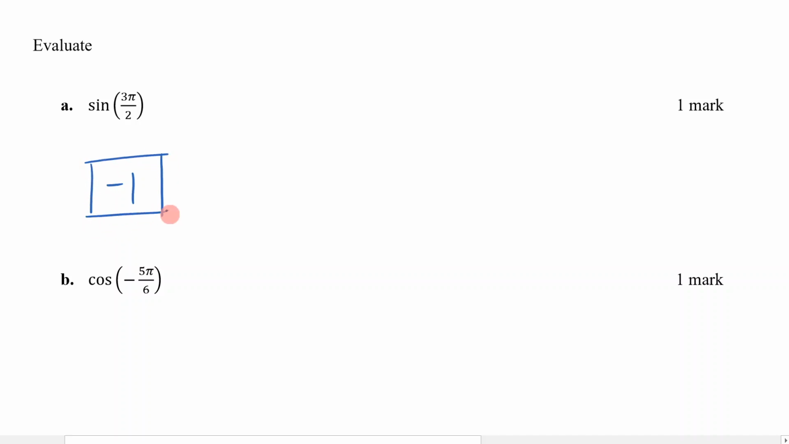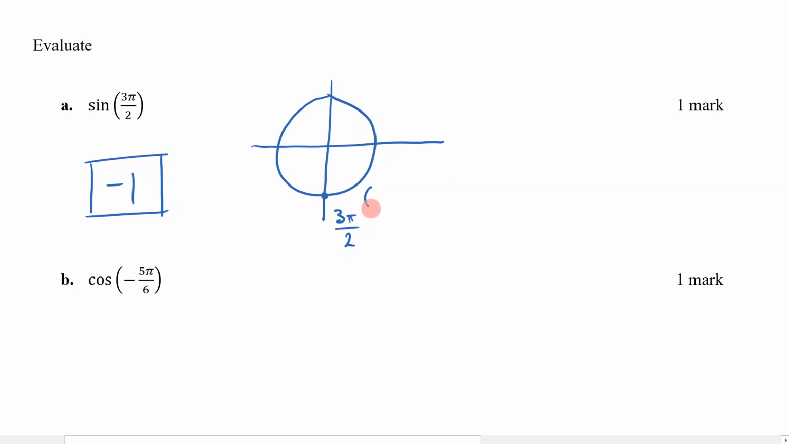But if you were struggling with it, you could draw for yourself a unit circle like this. You could say, hey, 3 pi on 2 is here, which means it's this point right here. The coordinate of that point is 0, -1. Sine means I'm looking at my y values, so it's going to be -1. That's the way you could visualize it, but hopefully you'll just be able to see sine 3 pi on 2 and just immediately say it's going to be -1.